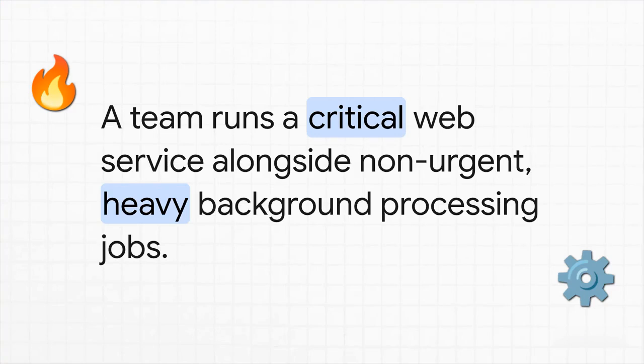So here's the setup, and it's a super common one. We've got a team that's juggling two very different kinds of work. First, they have their main web application. It's critical, it's user-facing, it has to be fast and reliable, period. And then they have a bunch of heavy data processing jobs chugging away in the background. These need a ton of CPU, but it's not the end of the world if they take a little longer.